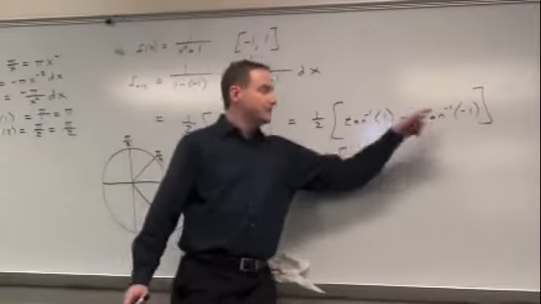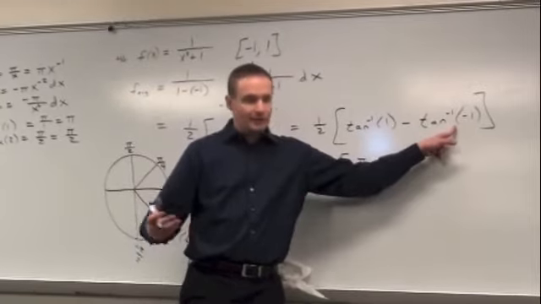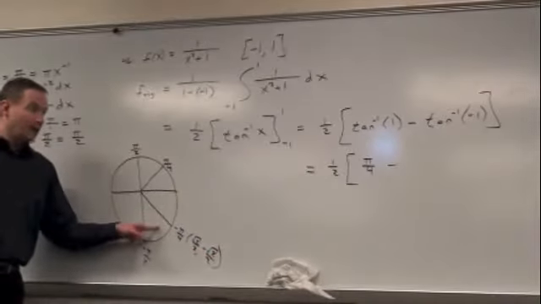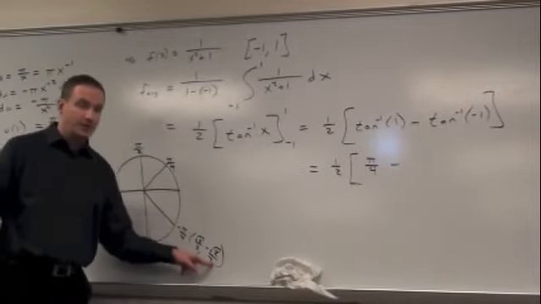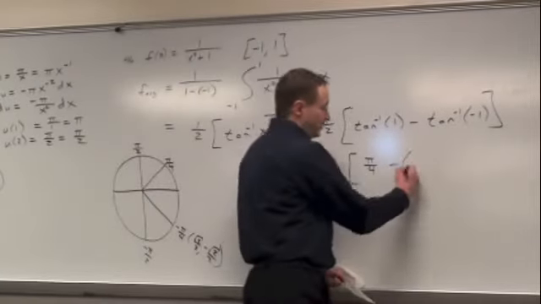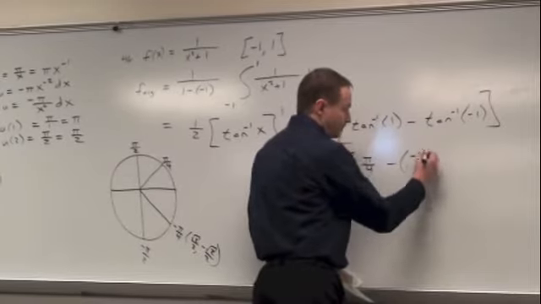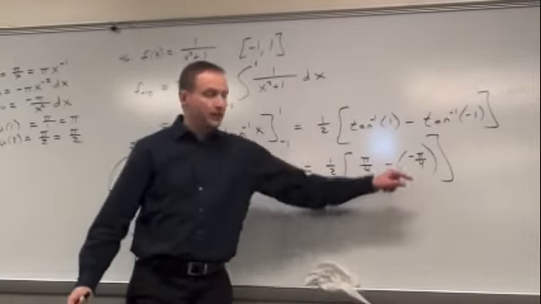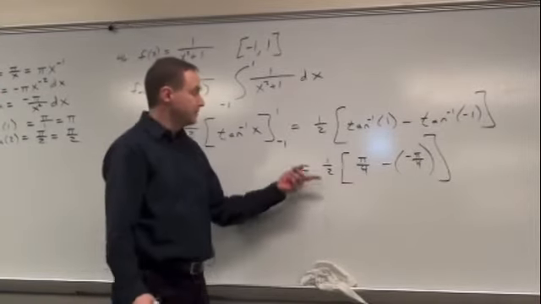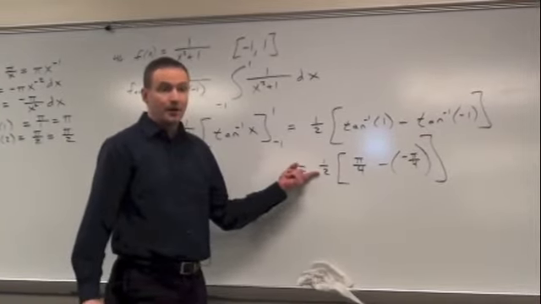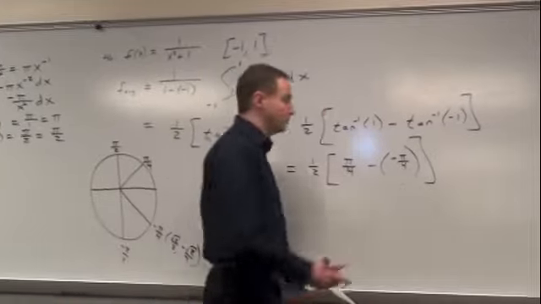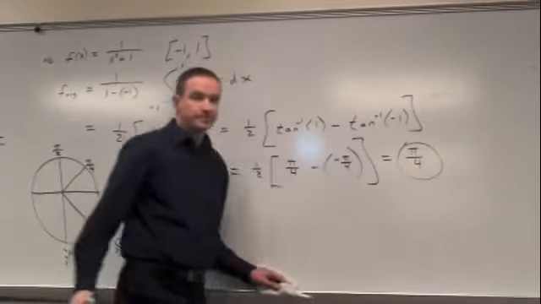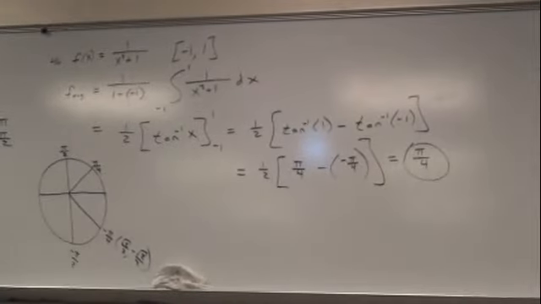Please remember, every inverse trig function is simply an angle. So you say, I'm looking for the angle when the tangent function is negative 1. That angle is negative pi over 4. This is going to give me pi over 4 plus pi over 4, which is pi over 2. But then the 1 half outside knocks it back down to pi over 4. Okay?